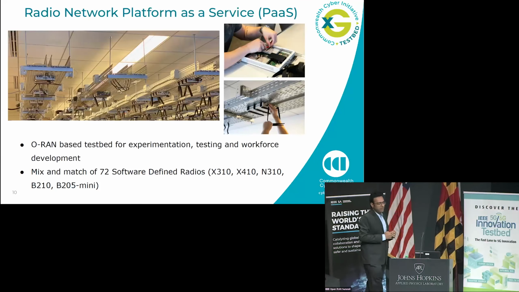So this is the visual of the radio network platform, the radio grid. It is a combination of 72 software-defined radios, which are basically a mix and match of X310, X410, N310, B210, and B205 mini. These are completely end-to-end ORAN based. All these USRP nodes are connected through a patch panel and optical fibers to the backend servers. On those servers, the users can remotely instantiate VMs, place their microservices or containers on them, control these radio nodes through scripts, and run their experiments.